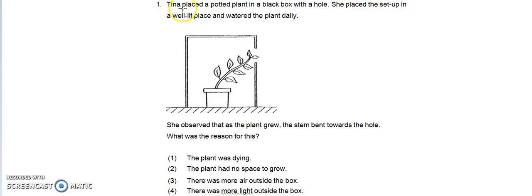Question 1. Tina placed a potted plant in a black box with a hole. She placed the setup in a well-lit place and watered the plant daily. So the plant has sunlight and the plant is getting water. She observed that as the plant grew, the stem bent towards the hole. What was the reason for this? So the stem actually bent towards the hole here, as shown in this picture.